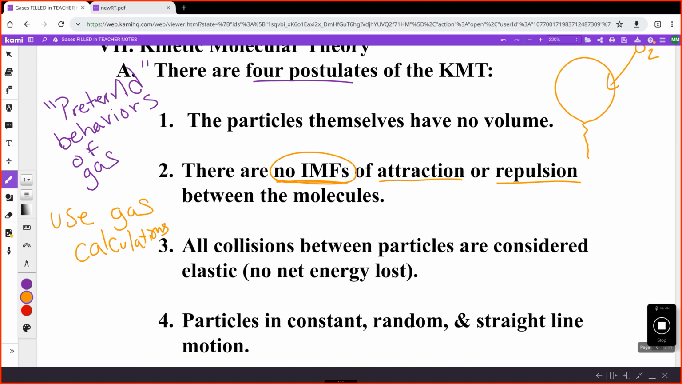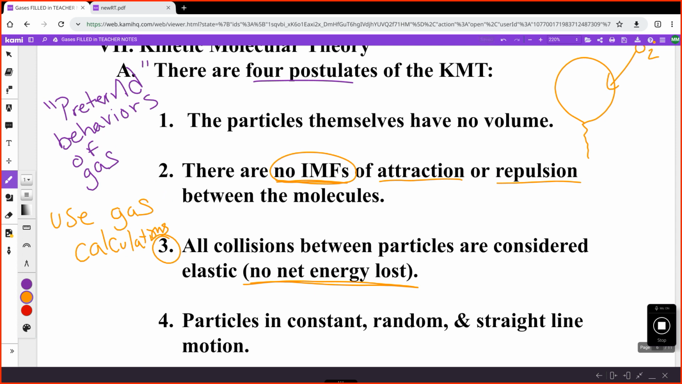The third one talks about the collisions. Right? So in a balloon, particles are always colliding, and when they do that, they lose energy. There's friction, there's heat. There is a transfer and a loss of energy in real life. But for the sake of this unit for New York State, and according to the kinetic molecular theory, we say that whenever particles collide, they don't lose any energy in total.